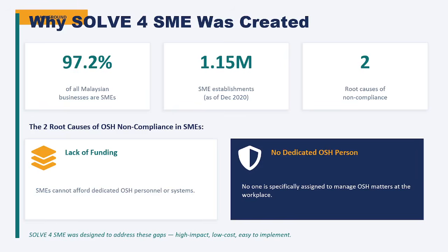Many SMEs simply cannot afford to hire dedicated OSH personnel, buy proper equipment, or set up systems. Their margins are tight. Second, no dedicated OSH person. In a small factory or workshop, everyone is doing multiple jobs. Nobody is specifically assigned to handle safety. So safety gets neglected, not out of bad intention, but out of limited resources. Solve for SME was designed specifically to address these two problems. The key design principles were high impact, low cost, easy to implement, and applicable to all SME sectors. It had to be something a small workshop in Perlis could actually do.